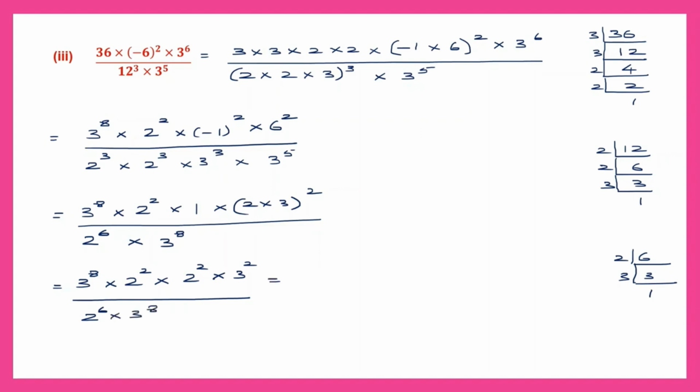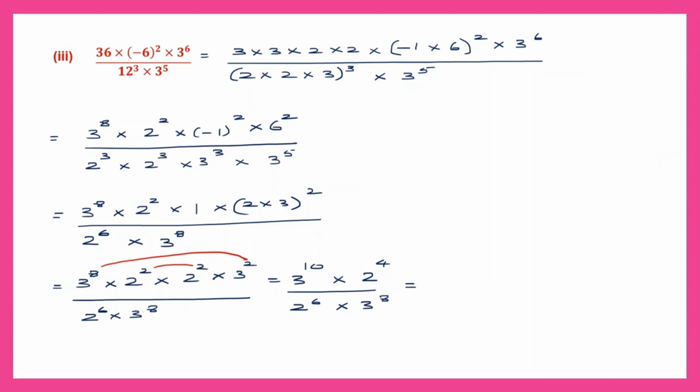So here let's get all the 3's and the 2's together. So now here we have 3 to the power of 8 and 3 to the power of 2. Isn't it? So because it's multiplication, you can add the powers. 3 to the power of 8 plus 2 is 10. Then look at 2. 2 to the power of 2 plus 2 is 4. 2 to the power of 4. So here we have 2 to the power of 6 into 3 to the power of 8. So let's simplify this and get our final answer.